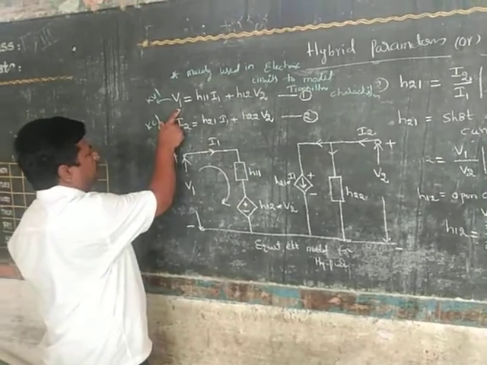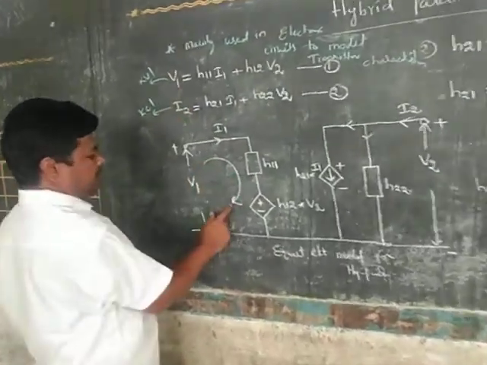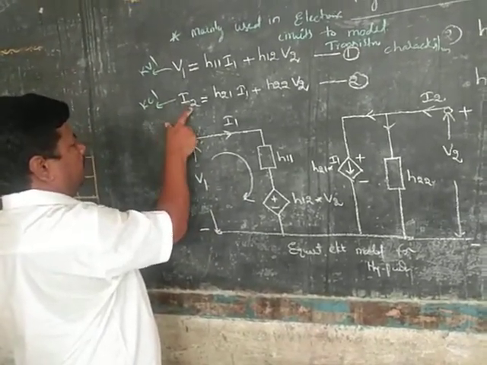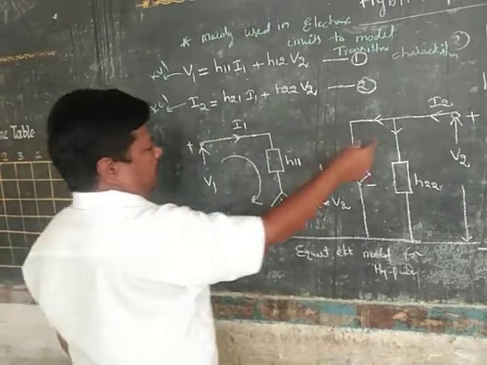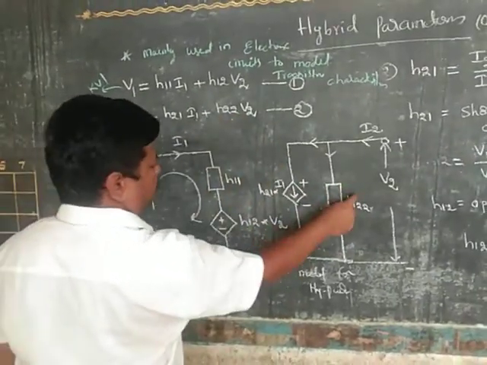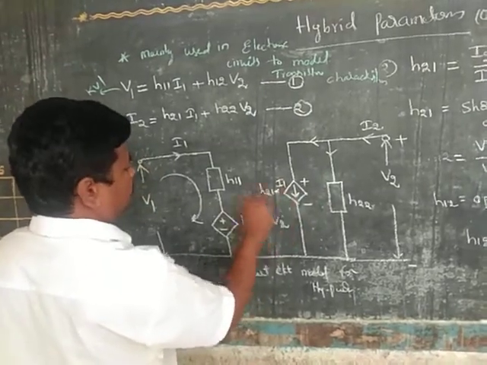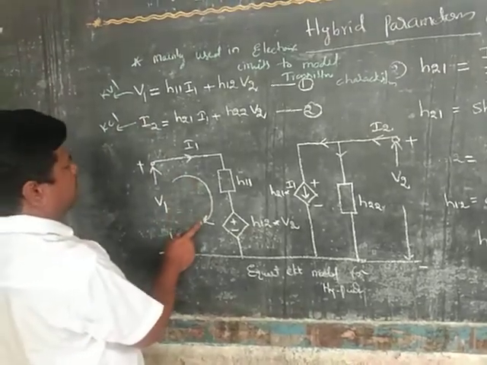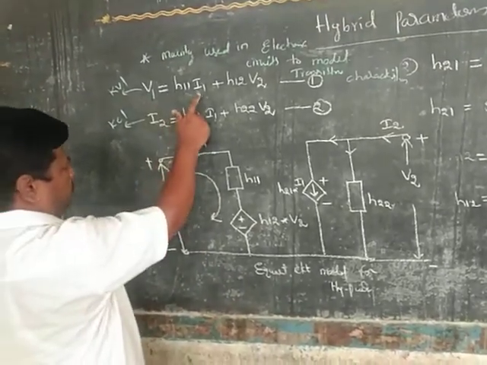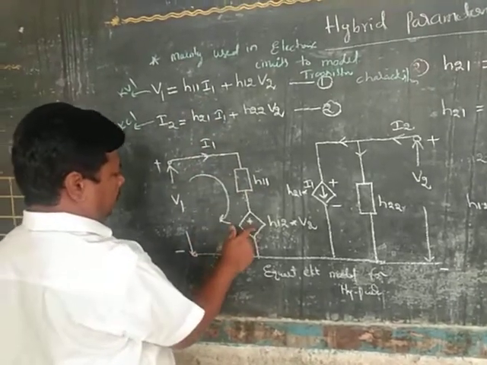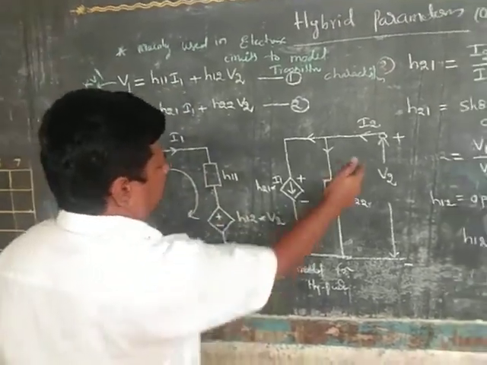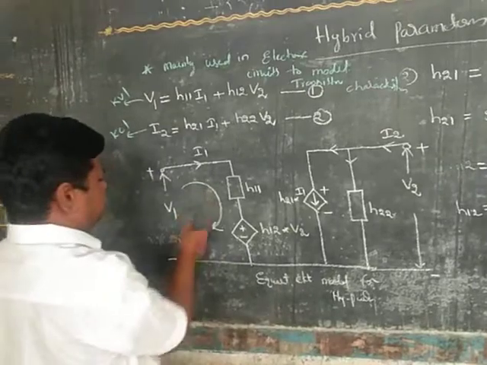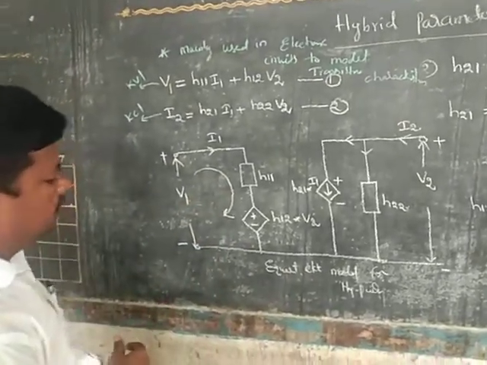Observe equation 1. This is a voltage equation in terms of KVL. Observe equation 2. It is a current equation, meaning KCL. Current divides into two parts, H22 V2 and another one H21 into I1. Here it is only a series network. Why? Because voltage means in series: V1 is equal to the sum of H11 I1 plus H12 into V2. Here also the current is a sum of parallel branches. In parallel, currents add, right? In series, voltages add. Like that we have to draw the equivalent model.